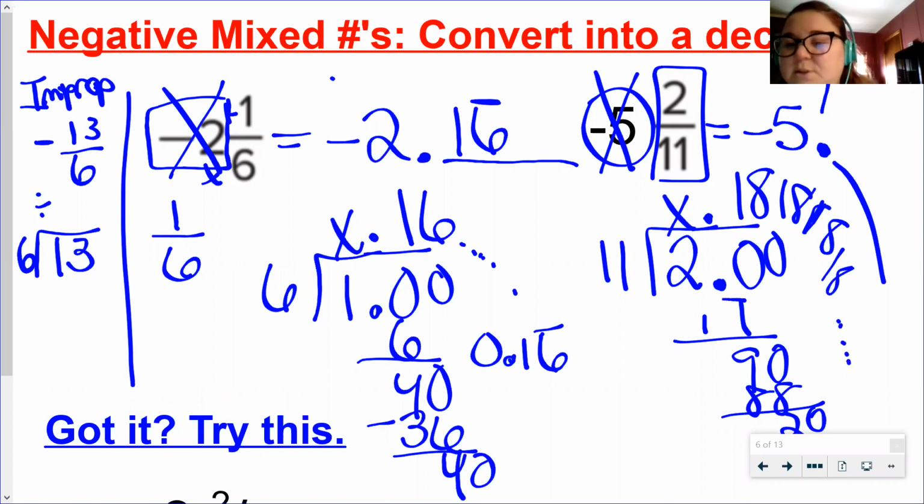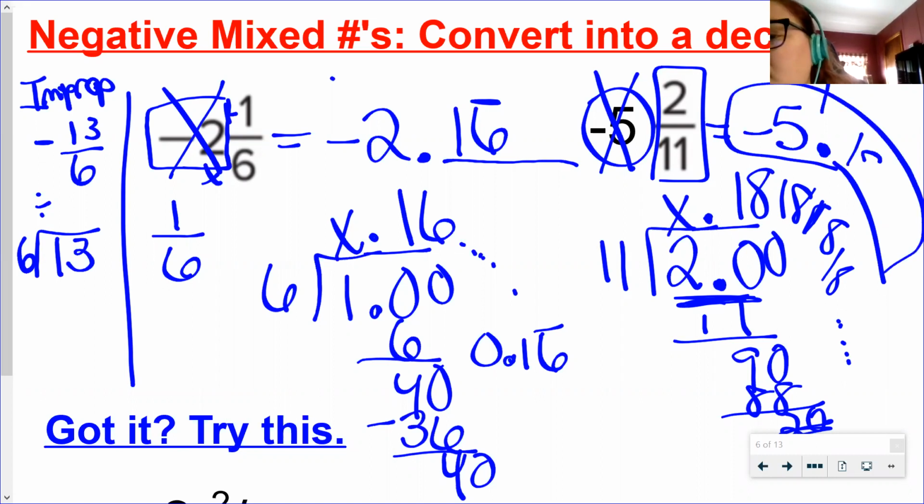How do I know? Because I started out with 20 here and then I had another 20 here, and you should have noticed that it repeats. So this time it's now negative 5.18, and both of those numbers repeat. So there you go.